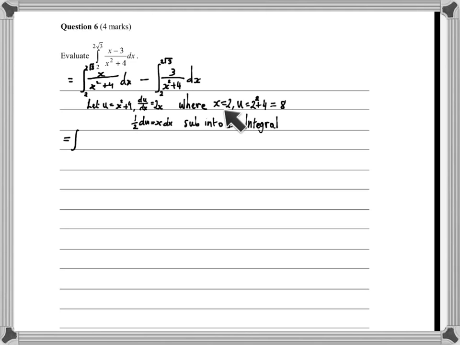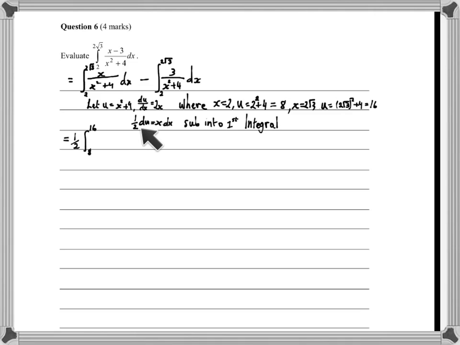For the lower limit, x equals 2, u is x squared plus 4, so 2 squared plus 4 gives you 8. What about the other x value, 2 root 3? For x equals 2 root 3, the u value is 16. So we've got to rewrite our first integral now with these new limits for u and perform the substitution as well.